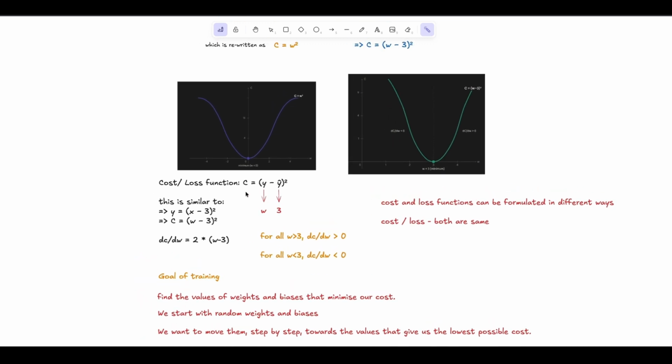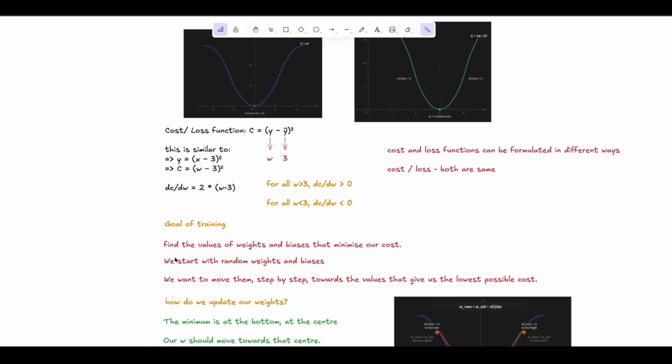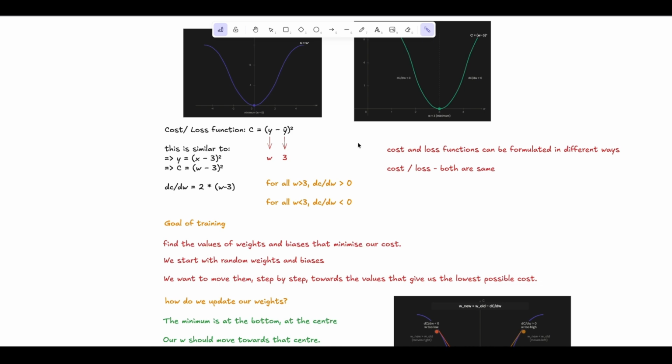Now let's try to draw a parallel. Notice that c equals (y minus y hat) whole square looks very similar to y equals (x minus 3) whole square. If we replace y hat with 3 and rename the variable to w, we get c equals (w minus 3) whole square, whose graph looks like this. Now, if we differentiate c with respect to w, we get dc by dw equals 2 times (w minus 3). Let's think about what this tells us. For all values of w greater than 3, dc by dw is positive. For all values of w less than 3, dc by dw is negative.